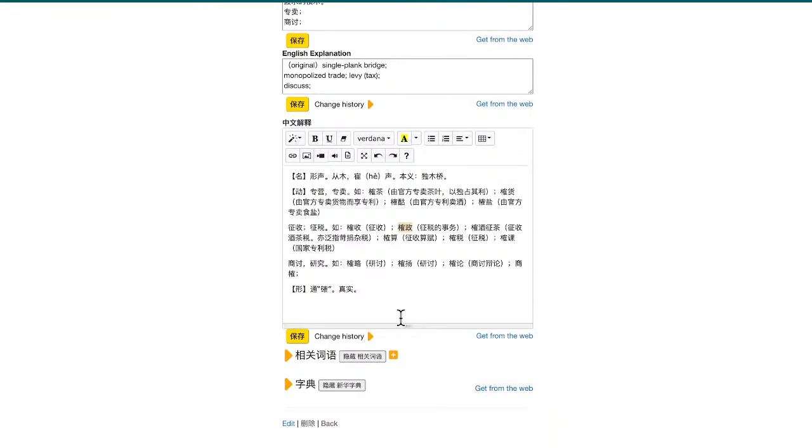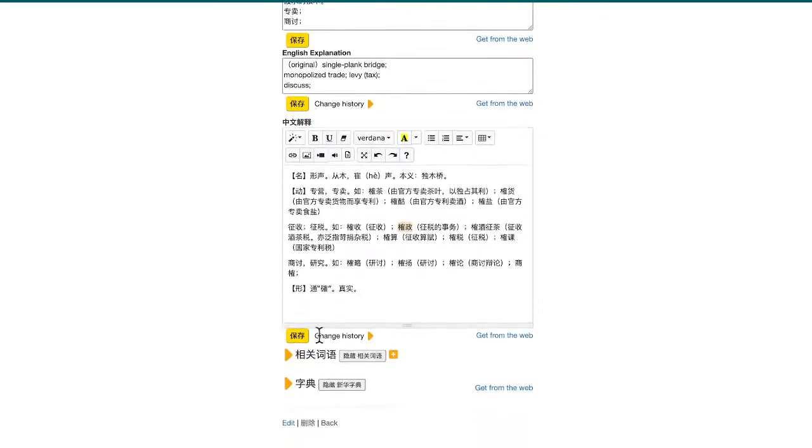And then the second meaning of this character is to discuss or research, like 商榷. So this is to research and discuss, to ensure, to make sure.